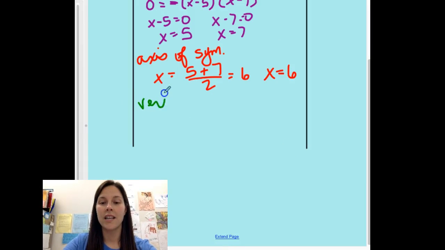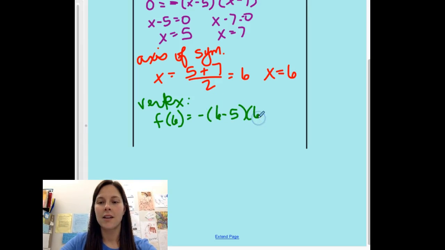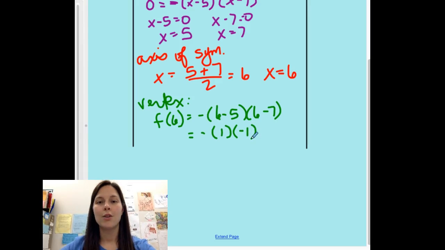And finally, we can use that x value to find the vertex. We substitute that x value into the function in place of x. Don't lose the negative sign now. And then we had x minus 5 and x minus 7 for our two binomials. Keeping that negative sign on the outside, 6 minus 5 is 1. 6 minus 7 is -1. Notice those numbers are the same, they just have opposite signs, so that's a good sign. Negative times 1 is -1, times -1 is +1. So my vertex this time, my x value was 6, and I solved and got 1 for y.